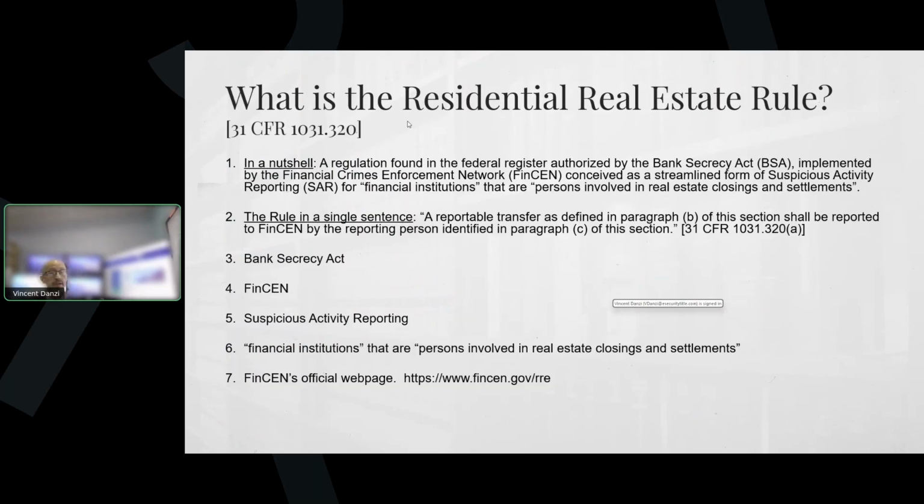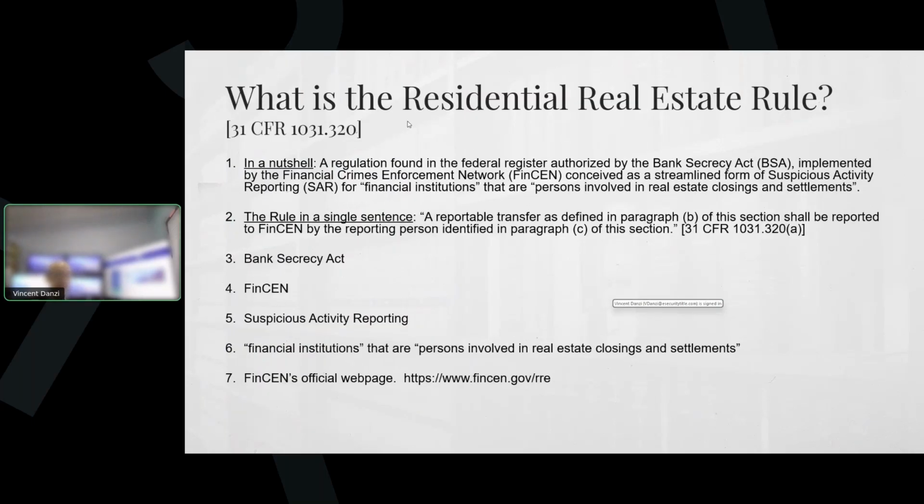If you were to put it in a single sentence, I would say the rule is that a reportable transfer, as defined in paragraph B of this section, shall be reported to FinCEN by the reporting person identified in paragraph C of this section. Now that's one sentence, and it's loaded with terms that we then need to understand.